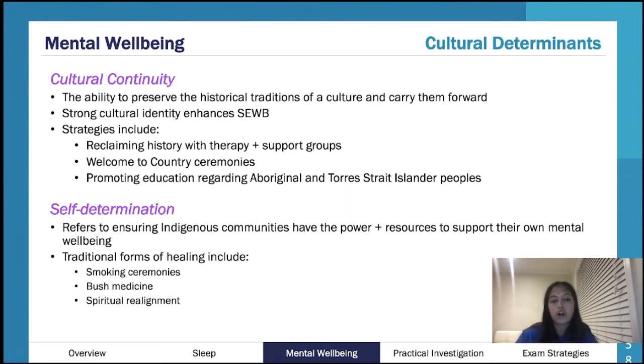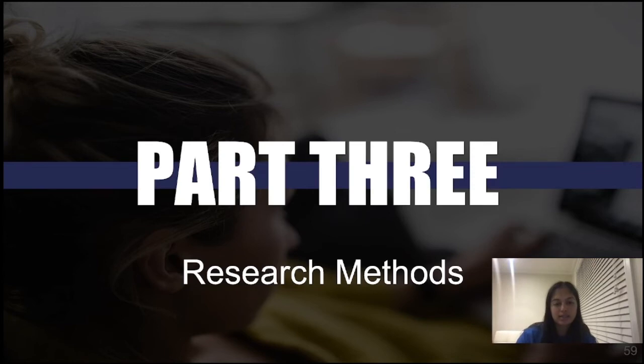So with this idea of smoking ceremonies, bush medicine, spiritual realignment, these sorts of traditional forms of healing that link to mental well-being in a way that is still very true to their culture and things like that. So that's that idea of self-determination there. Hopefully that is all making sense.